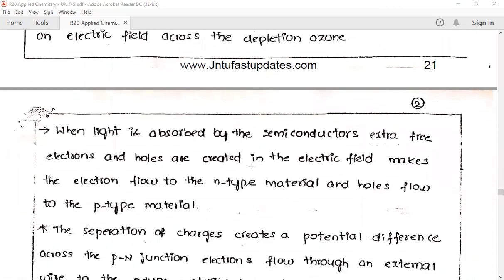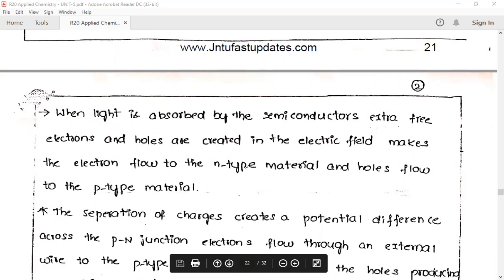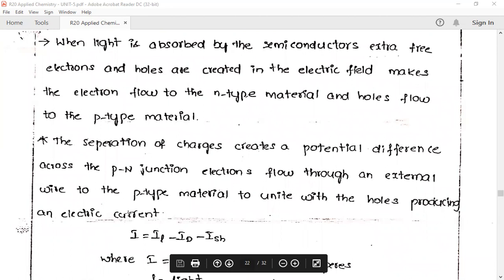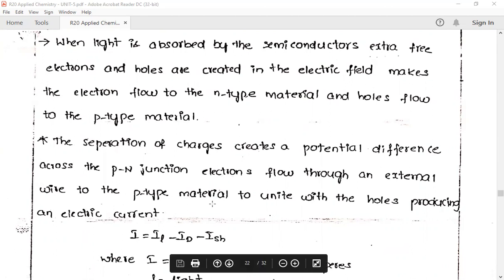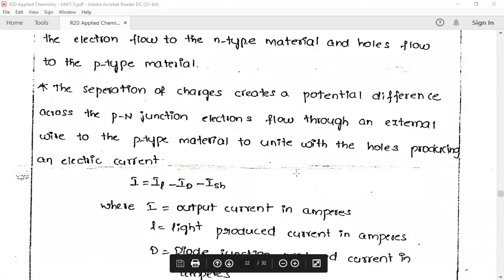layer. When the light is absorbed by the semiconductors, extra free electrons and holes are created. The electric field makes the electrons flow to the N-type material and the holes flow to the P-type material. The separation of the charges creates a potential difference across the PN junction. Electrons flow through an external wire to the P-type material to unite with the holes, producing an electric current.